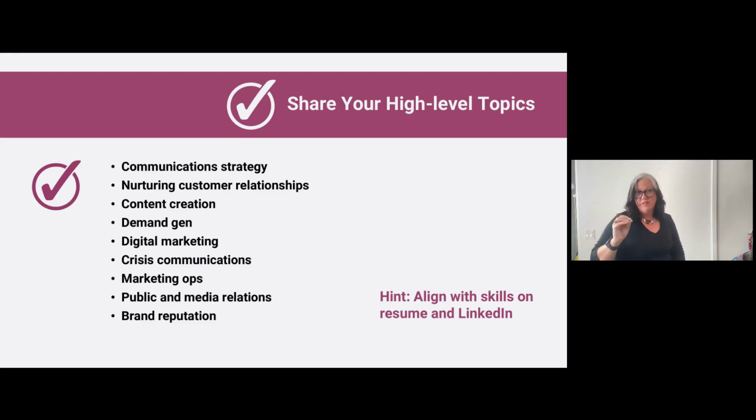Little hint here: align these skills with what you see on your resume and your LinkedIn. Most of us have that section of skills on our resume that's big picture, right? Executive communications, crisis communications. You can see mine here. So think about those sorts of topics, but don't set up any red flags by not having those align with what you have in those other places. It's easy to do that as you move through your career, so take the time to go back and make sure all those are updated and in alignment.